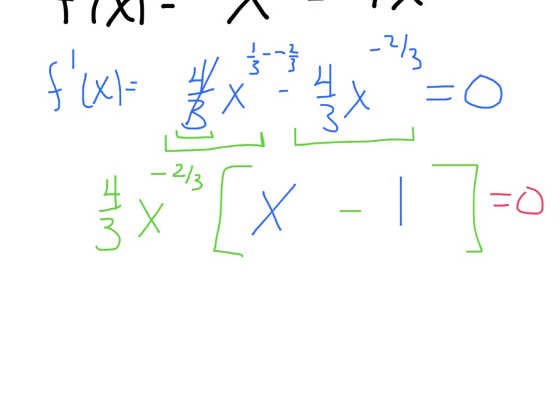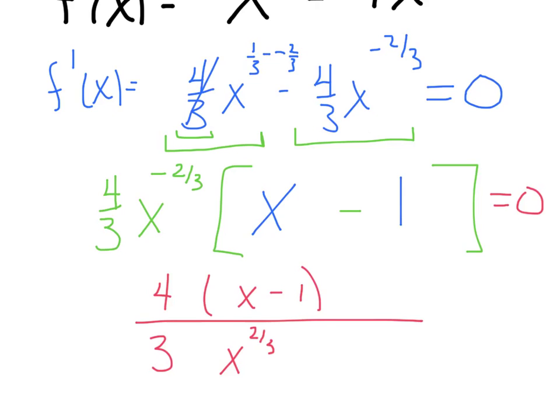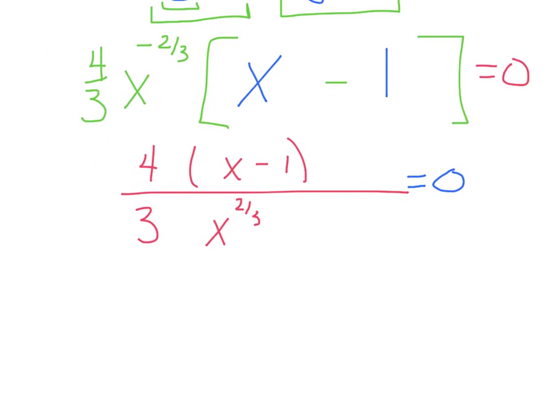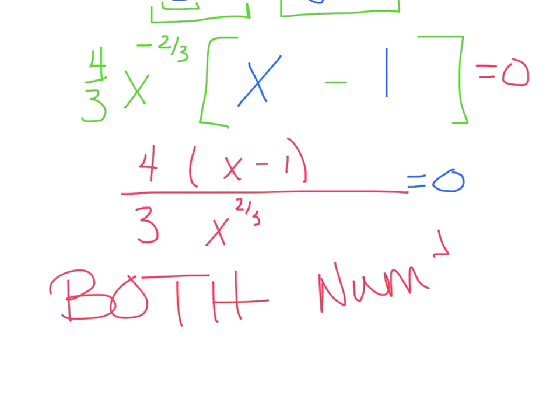Now it might look ugly, but go with me here. Basically, I have my 4/3. This x to the 2/3 moves to the bottom, and I have the quantity x minus 1 on top. Alright, and again, that's what I'm setting equal to 0. Now remember, a critical point is when you set your equation equal to 0, but you also have to consider when the fraction does not exist. So when I have this fraction, I have to set both the numerator and denominator.